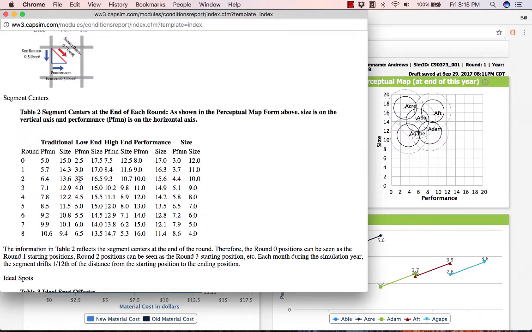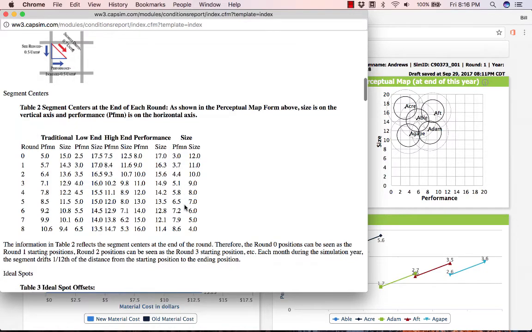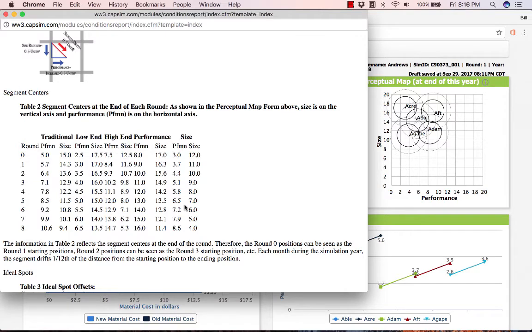Where are the segment circles basically going to be at the end of round 1? This tells me, for example, in the traditional range, they're going to be at 5.7 and 14.3. In the low range, they're going to be 3.0 and 17.8.4, and so on and so forth. Now, again, you're not necessarily going to want to position everything in the exact center.